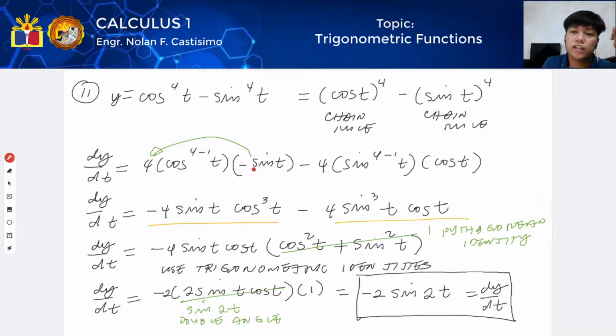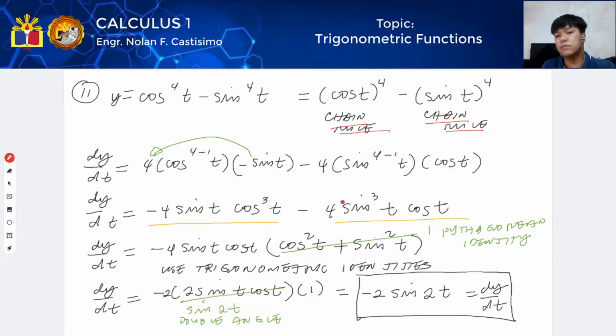Yan. So, chain rule natin tong si cosine t raised to 4. So, 4 cosine raised to 4 minus 1 t times negative sine t. Saan nanggaling tong negative sine t? Ito yung derivative ni cosine t. Okay? Minus, kunin natin si 4. 4 sine raised to 4 minus 1 t and then cosine t. Cosine t is the derivative of sine t. Okay? Kasi chain rule nga. Review chain rule. Now, itong si negative 1, i-multiply natin siya kay 4. Negative sine t times 4 is equivalent to negative 4 sine t and then cosine raised to 3t. Kasi 4 minus 1, 3 na siya.